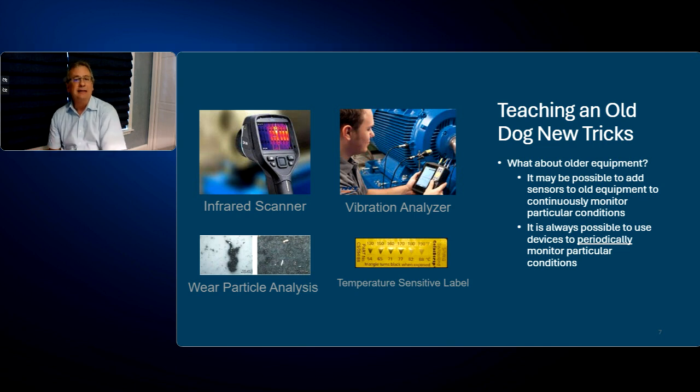It may be possible to add sensors to old equipment that continuously monitor the particular conditions. Possible. It's always possible, at least from my experience, to be able to use devices to periodically monitor particular conditions. And some of the pictures here on the slide are examples of that. So like a vibration analyzer, a handheld device that a maintenance person or an operator, depending on how you want to do it, would use to monitor the amount of vibration a machine, or a component of a machine, is experiencing. Now, you have to go about this the proper way.